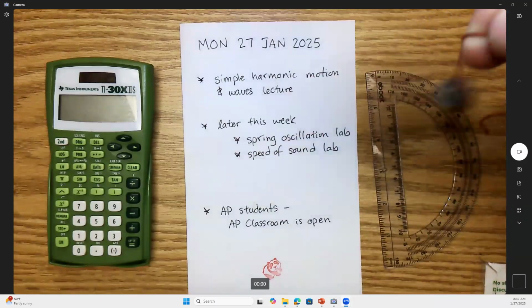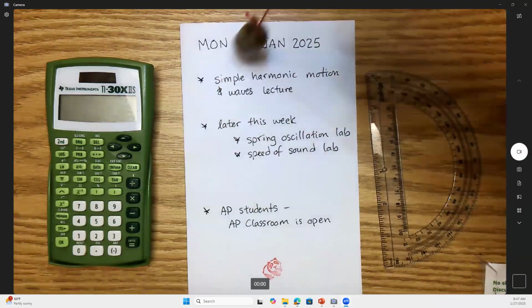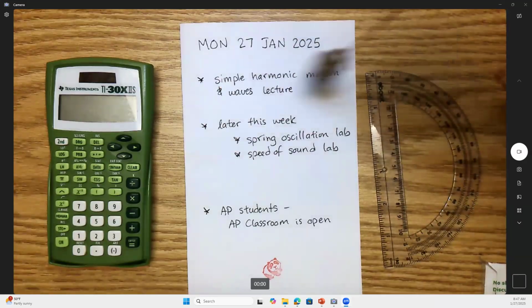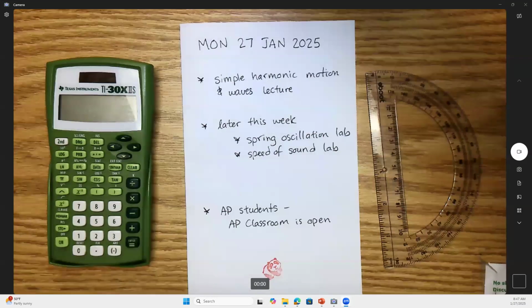Okay, so what variables are involved? What other situations could be periodic like this? It could show up on the AP exam.